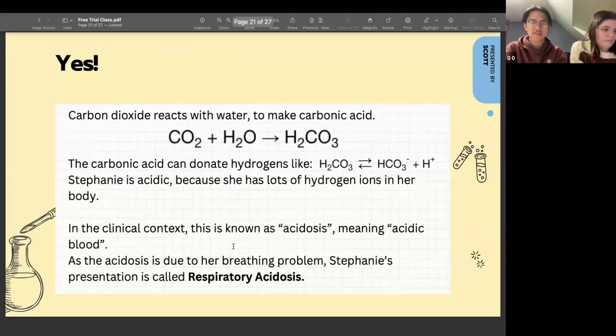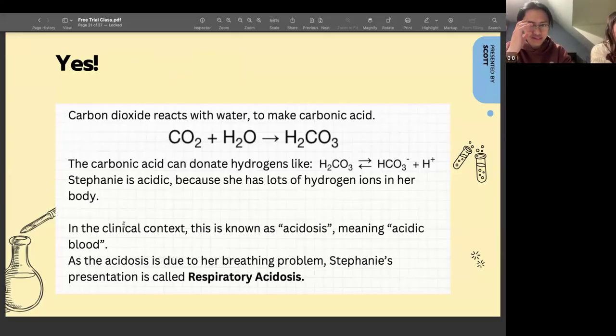And the answer is yes, because as we have seen before, carbon dioxide reacts with water to make carbonic acid, as shown here. The carbonic acid is an acid, so it can donate hydrogen ions like this. Stephanie is acidic because she has lots of hydrogen ions in her body. So let's just jump away from the high school curriculum and talk a bit about uni stuff.